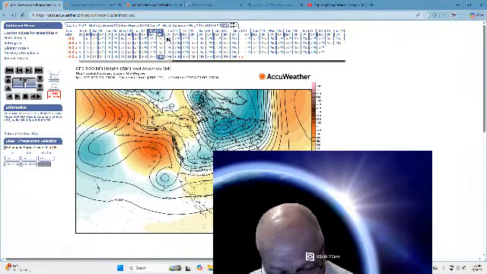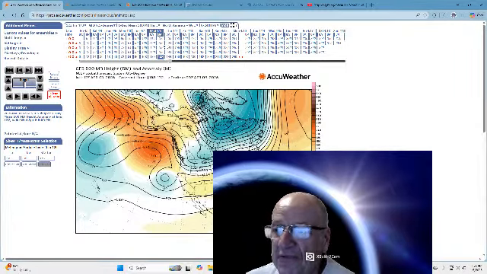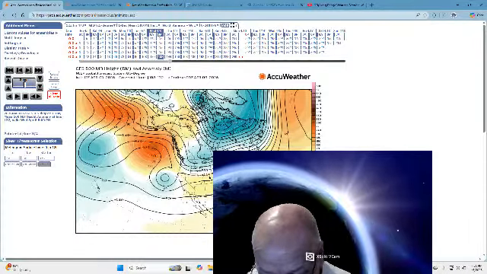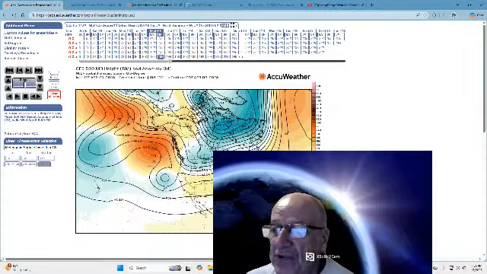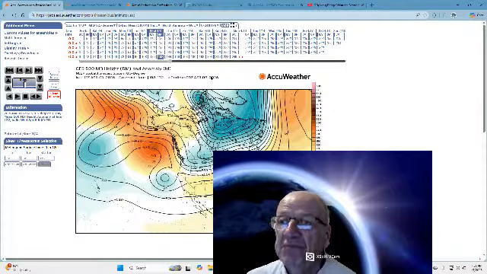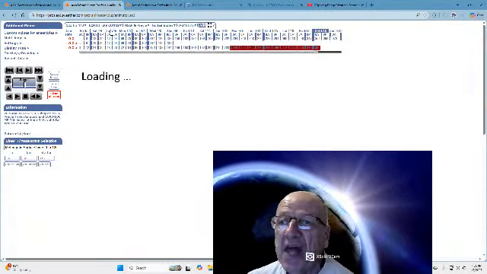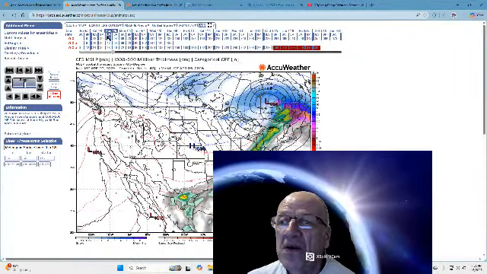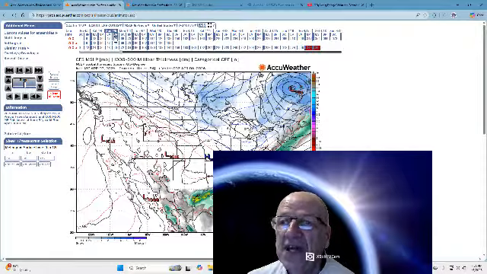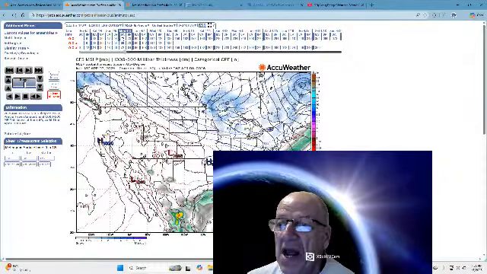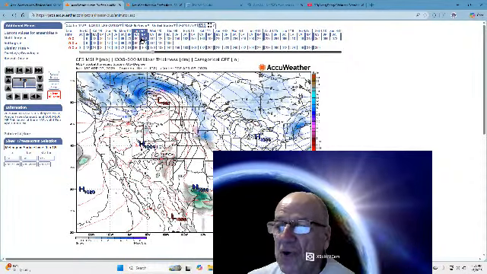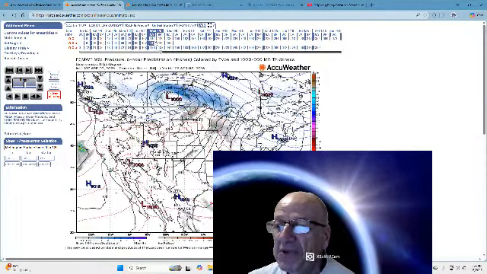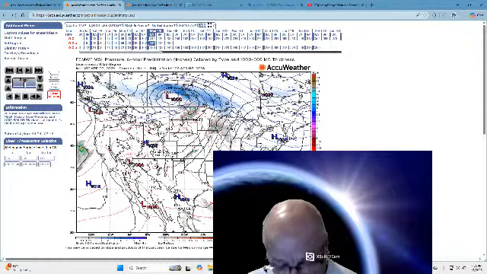What we have here, we have a split flow. Here's the northern stream. Here's the southern stream. We will have an active northern stream during this period, bringing several systems across the northern states. We'll look at that at the surface. And we have one that will be exiting here in the northeast late Sunday into Monday. And then we have the next one that comes across the plains and the northern states, bringing another rain and mixed precipitation to the northern states.